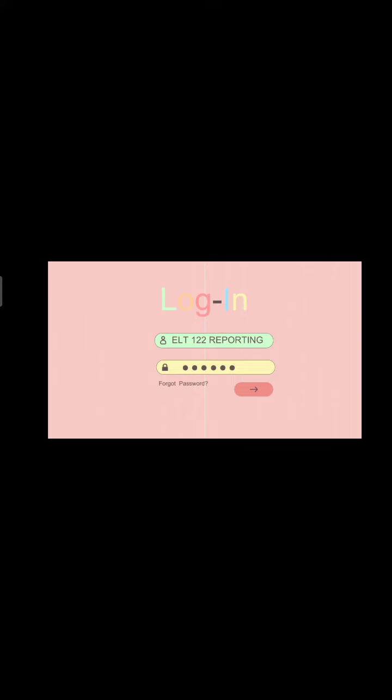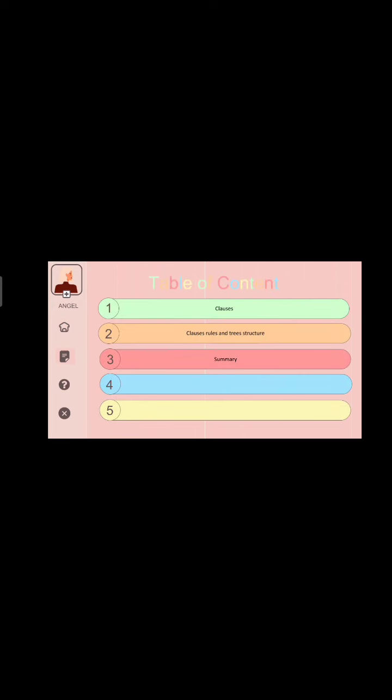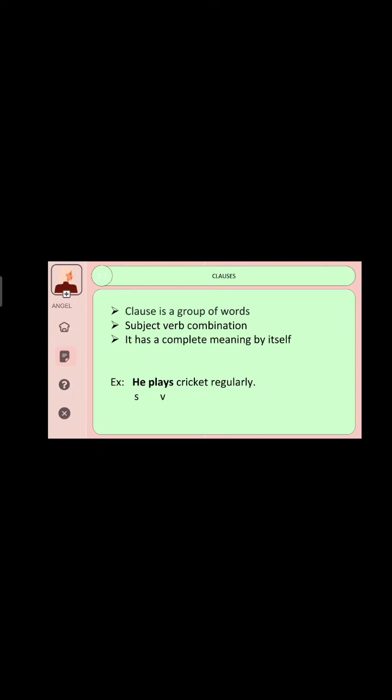Good day everyone, this is from Group 1 Week 3 reporting in ELT 22. This is a topic from Rules and Trees from May Angel Pelotas Balabat and class from ELT 22. So, table of content of this reporting is clauses, rules and trees structure, and also a summary.